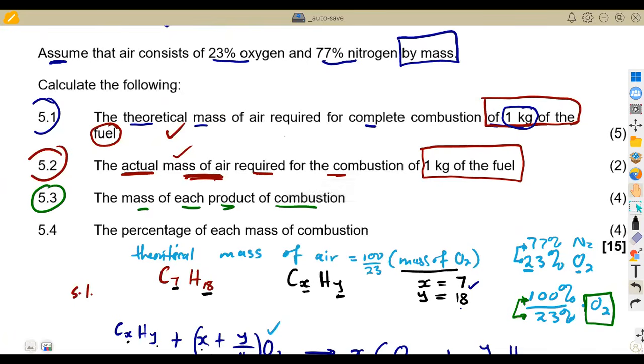All right, 5.4, that was the last part of this question, which is to calculate the percentage of each mass. That is the percentage of each mass that you're given of combustion. The percentage that they're talking about is supposed to be from the product. We are referring to the product of combustion. That is the one that you are referring to. But now we need the percentages.